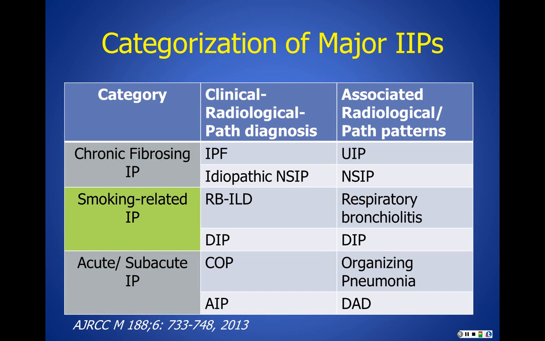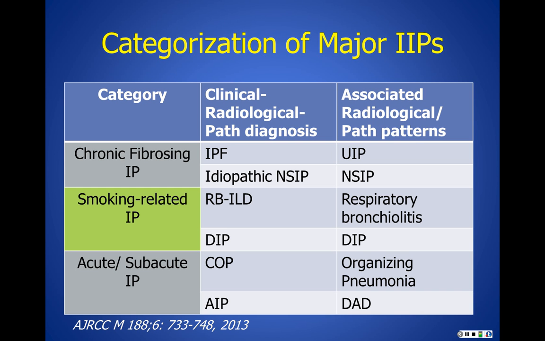The pathologist says non-specific interstitial pneumonia. We have done a diligent workup for connective tissue disease and hypersensitivity pneumonitis, and we don't find anything, then we diagnose idiopathic non-specific interstitial pneumonia. Here, not much confusion, respiratory bronchiolitis and DIP. Organizing pneumonia, the pathologist does not call it cryptogenic, it's up to us to call it cryptogenic organizing pneumonitis. Okay? Diffuse alveolar damage, DAD.